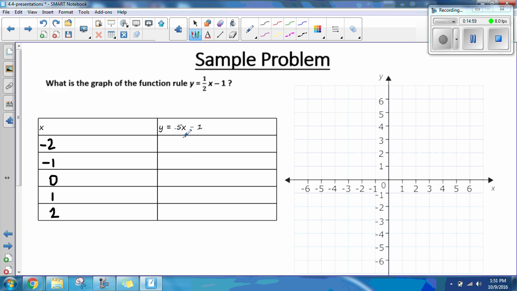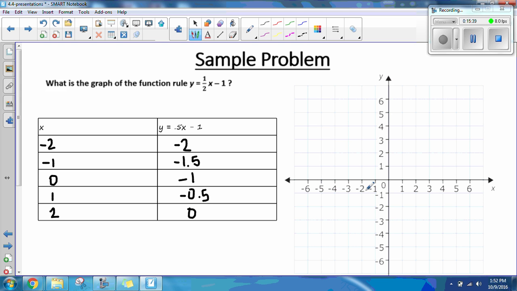So once we plug that in, we have half times negative 2 would be negative 1, minus 1 would give you negative 2. We have negative 1, so 1 times a half is negative half, minus 1 would give you negative 1.5. 0 would give me negative 1. 1 would give me half minus 1, so I'd be at negative 0.5 or negative half. And 2 would give me 0.